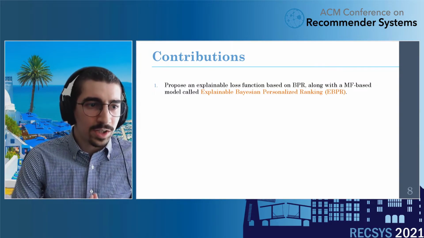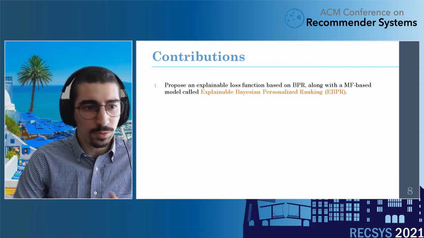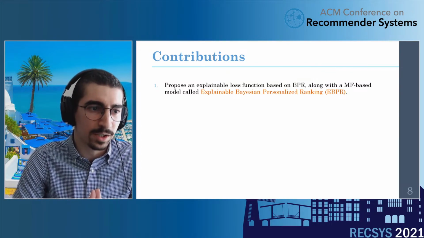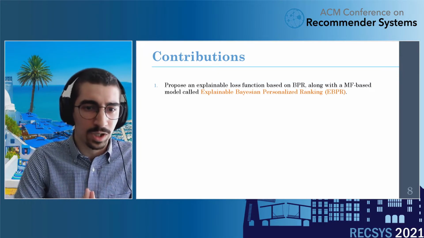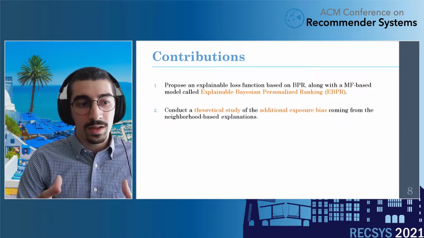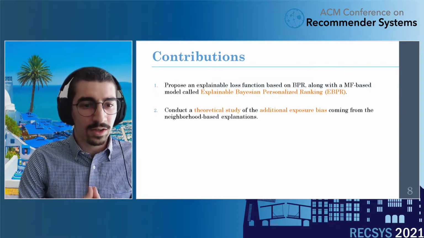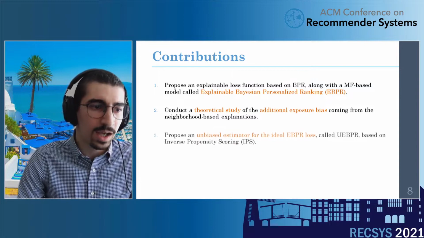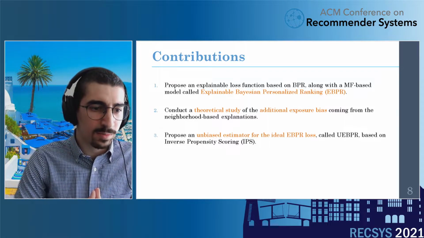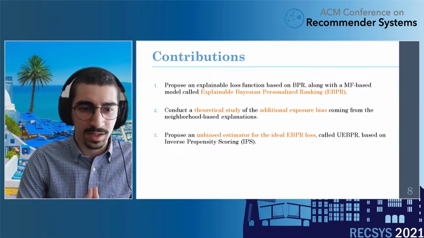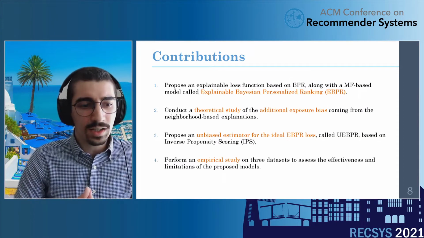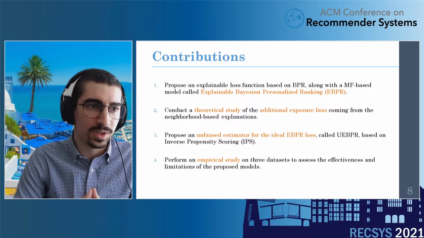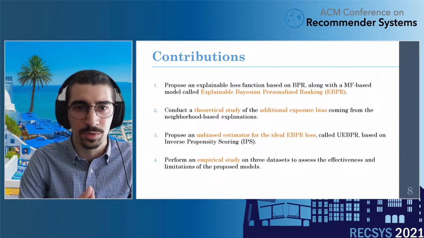In this paper, we achieved the following four contributions. First, we propose an explainable loss function based on BPR, along with a matrix factorization model called Explainable BPR or EBPR. Second, we conduct a theoretical study of the additional exposure bias coming from the neighborhood-based explanations and propose an IPS-based estimator that is unbiased for the ideal EBPR loss. And finally, we perform an empirical study on 3 data sets to assess both the effectiveness and limitations of our proposed models.